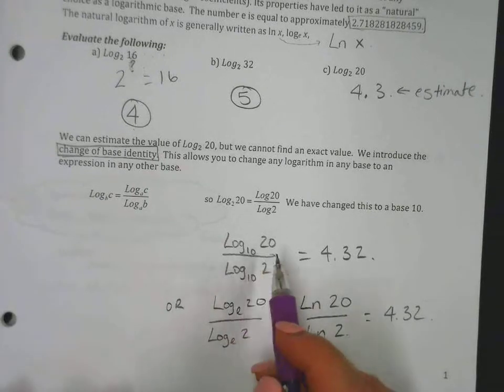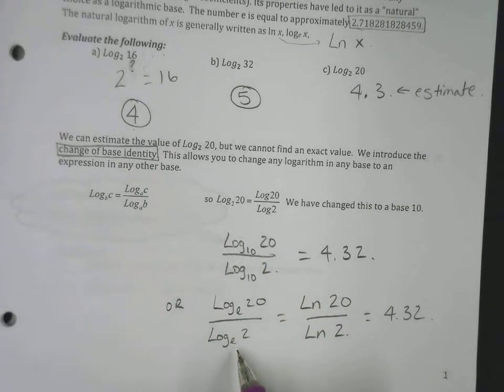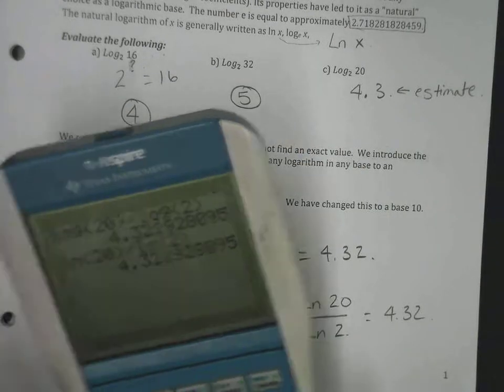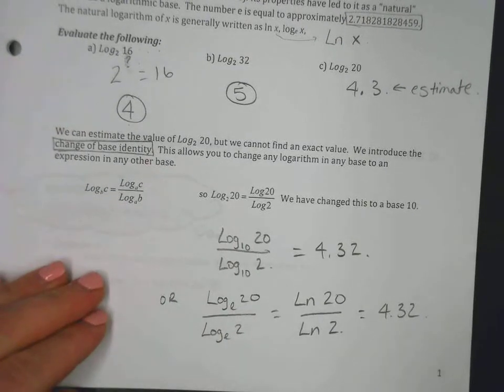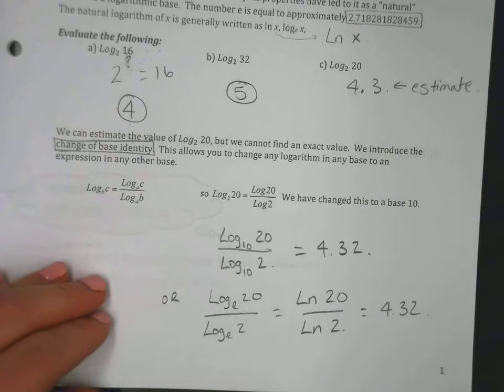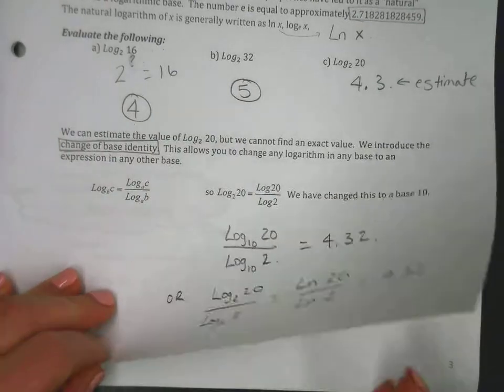So it doesn't have to be a 10 and an e. But if you were trying to evaluate something on your calculator, you'd want to use that common base or natural base simply because that's what your calculator works in. Okay, so that's your change of base identity. We're now going to introduce our laws of logarithms.